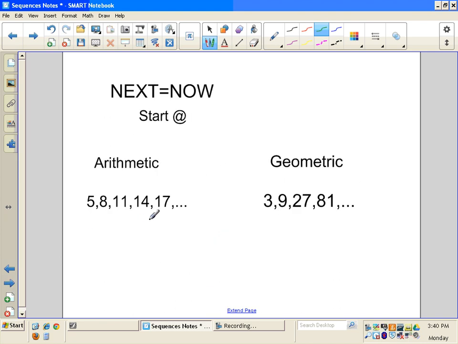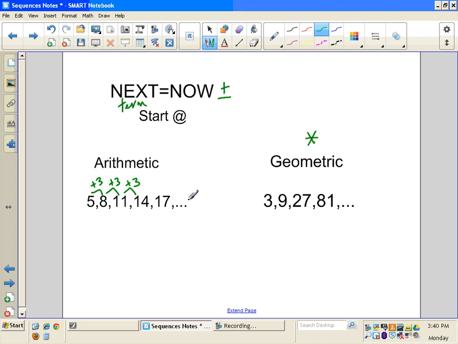So, if we want to put a little formula with our sequences, we can do what's called a next equals now formula. Basically, to get to the next term in our list, we take where we are now, what term we're at now, and if it's arithmetic, add or subtract something to that term. If it's geometric, we're going to end up multiplying something to that term. So if you look at this example, it looks like this is the one from earlier where we were adding 3 each time.